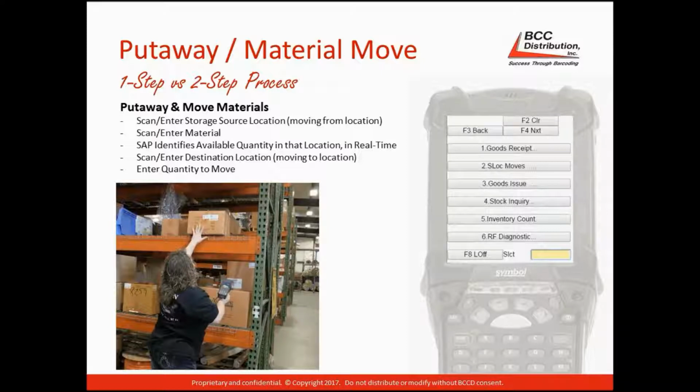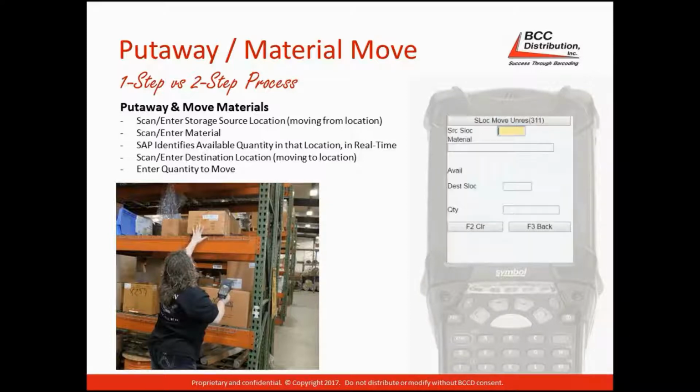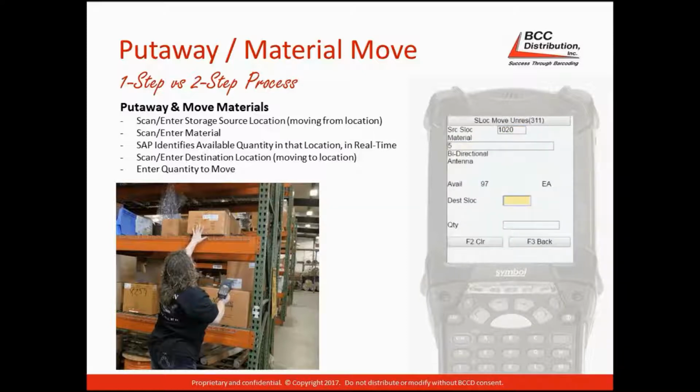We have some clients that will receive to a staging area, and that will be a transaction. We receive via the MIGO 101. It updates immediately in SAP, and it shows that the location is in a staging area. And then they take a second transaction, which could be an S-loc to S-loc, a bin to bin, which would be a second step. And that would be a putaway transaction to physically move it from staging to a location.